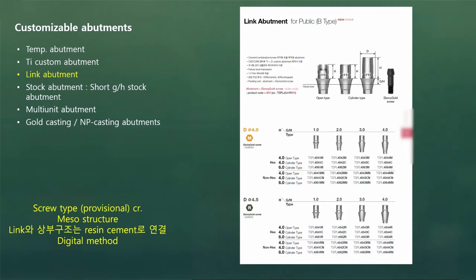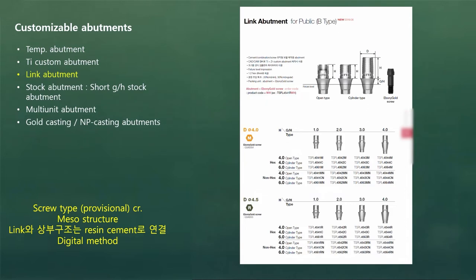So in the aesthetic area, the link abutment is very much used, and this is the screw type. And on the right side, what I'm showing is from the OSSTEM catalog PDF file. And the link abutment has become more popular in the digital age. It is used in creating a screw type provisional. And if not screw type, then on top of the link abutment, a mesostructure or abutment is connected. It comes in 4.0 and 4.5 diameter and various sizes, and with the open type, it's easy to follow the lingual contour. And if you use an angulated screw, it's better.